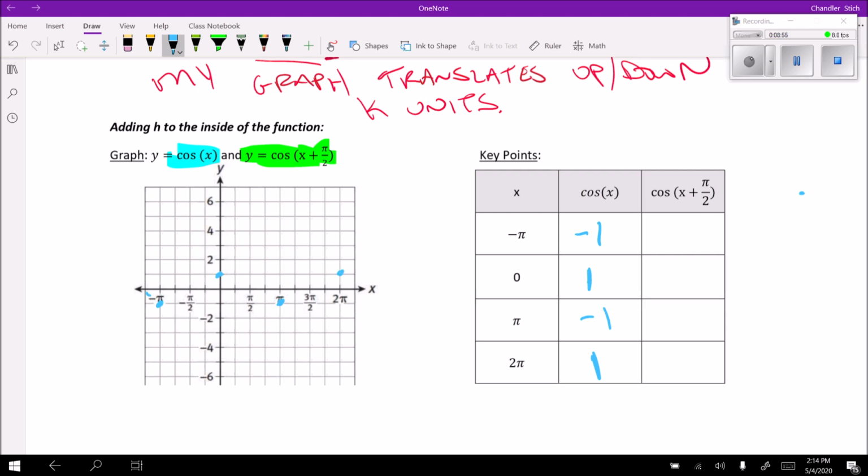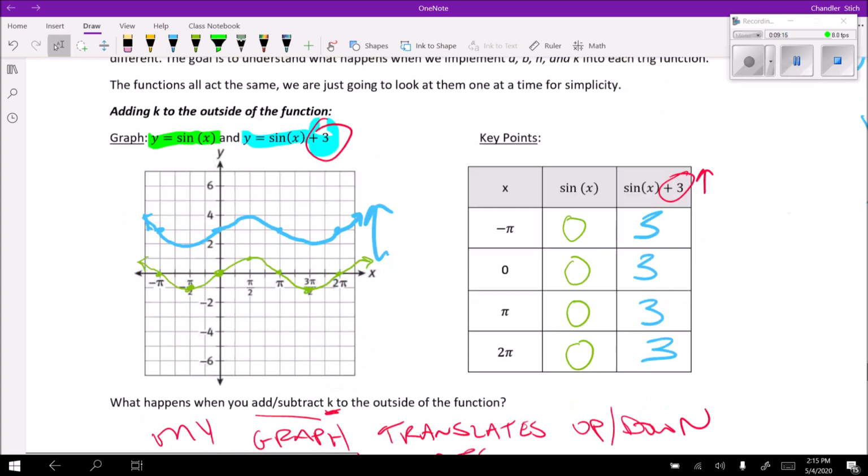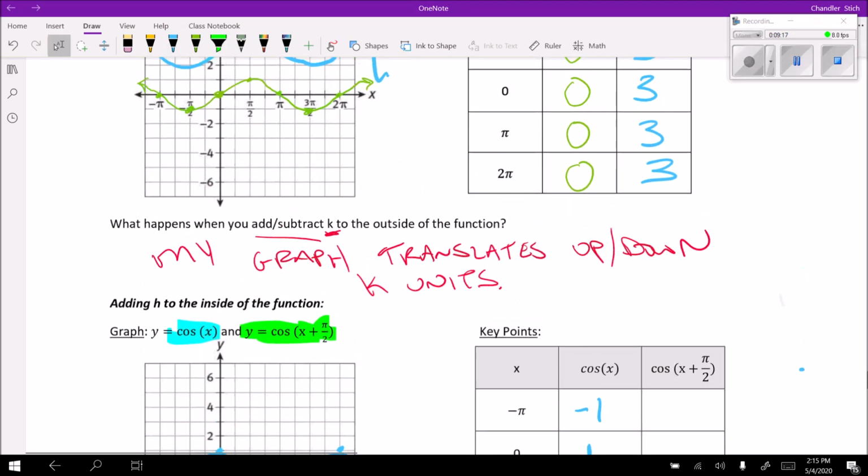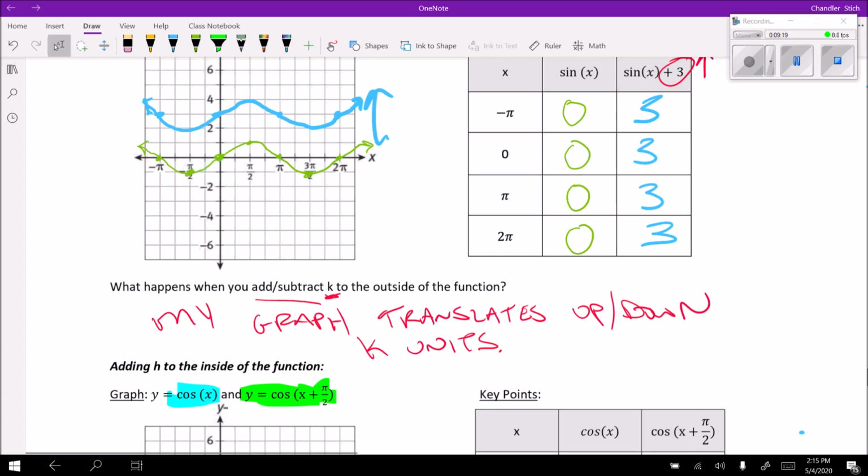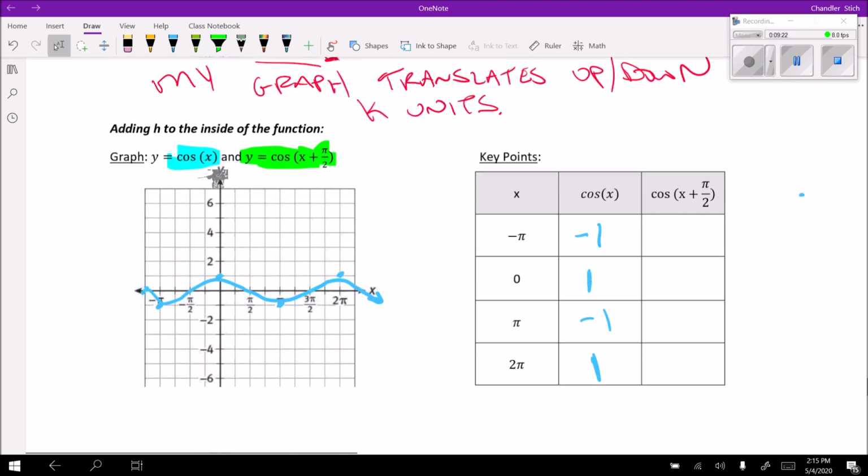Okay, here's what that graph looks like. Again, I'm just doing a very rough sketch here. Let me try that again. Okay, so you can see that it has the same kind of shape as up here. It just has a different starting point. So it's almost like translated left to right, but that's for a different time. All right, so cosine of x plus pi over 2 on the inside.